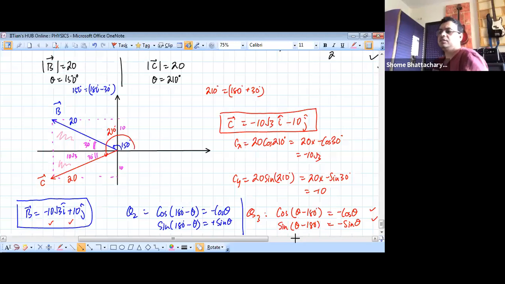Yeah, we'll discuss this. We'll come to the homework, but I want to discuss this part in detail before we come to discussion of homework. Okay, so hope this is clear to all of you.